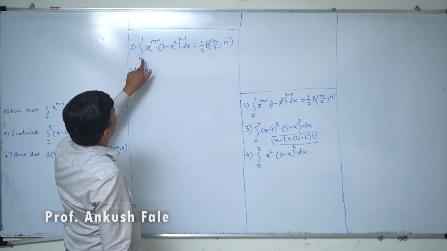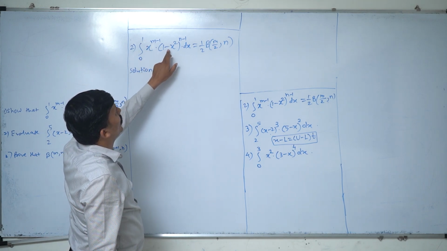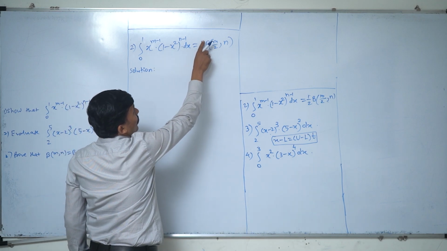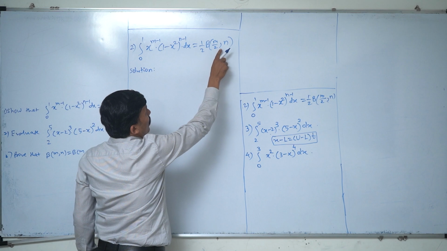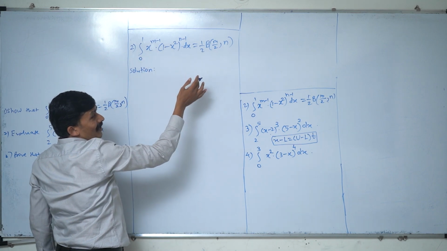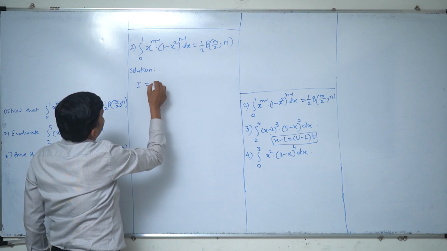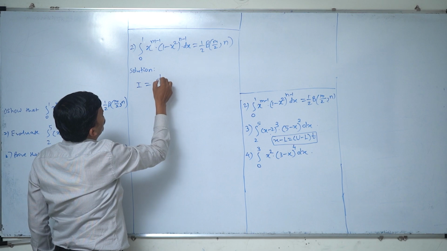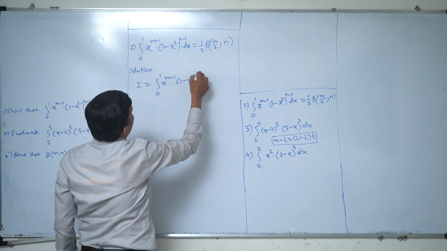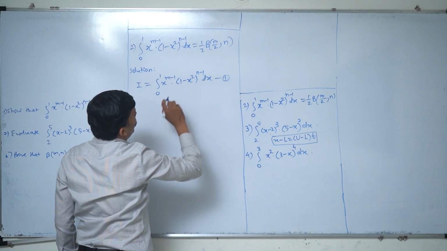Second problem. Integral from 0 to 1 of x raised to m minus 1 into [1 minus x square] raised to n minus 1 dx is 1 by 2 beta of m by 2 comma n. This problem was asked 2 times in SPPU exam. Say that integral is I, integral from 0 to 1 x raised to m minus 1 into (1 minus x square) raised to n minus 1 dx, equation 1.